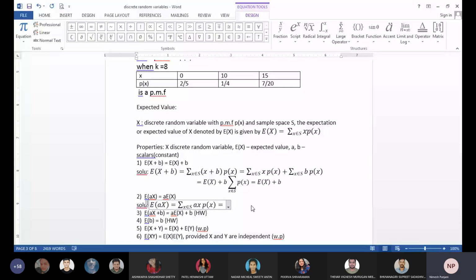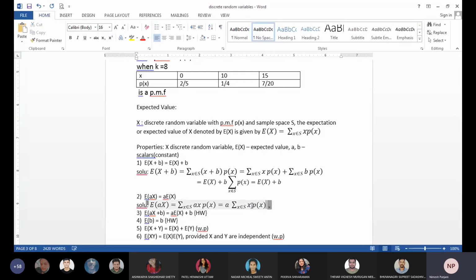A is a constant, I can take it outside. So A into summation of x px. But what is summation x px? It is nothing but expected value of x. So I get E of ax is A times E of x. Is this fine?